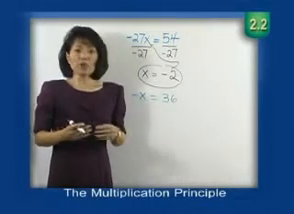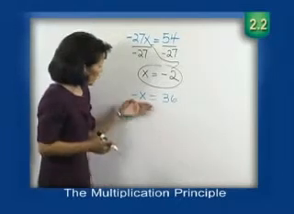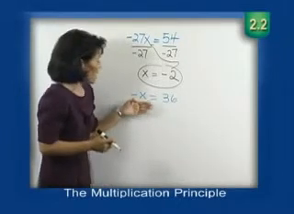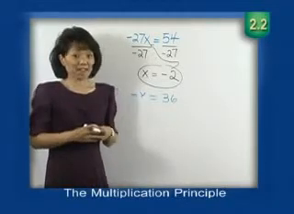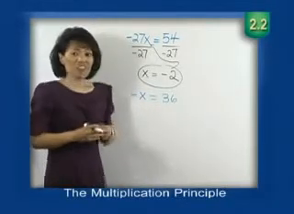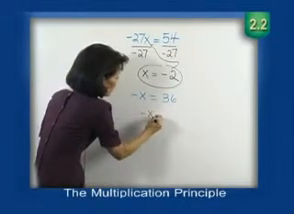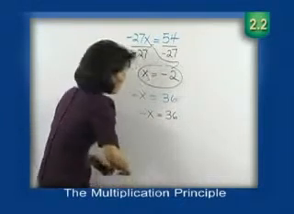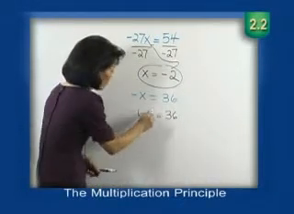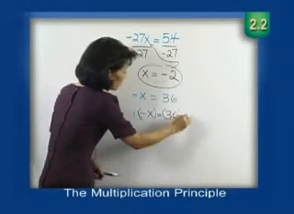Well, think of the multiplication principle that we've been utilizing thus far. If I could take this left-hand side and multiply this negative x by a negative 1, that would make this into a positive x. So again, let's go ahead and rewrite that original equation. And we're going to multiply both sides of this equation here by negative 1.